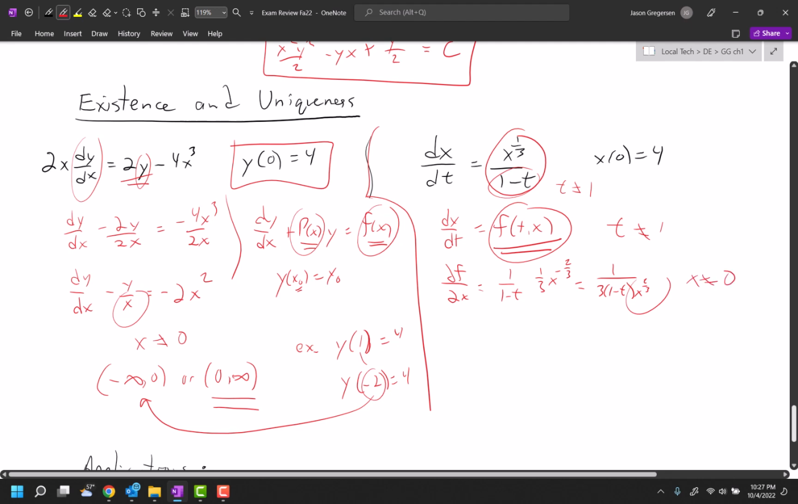What this tells me is that so long as t is not equal to 1, for my initial condition, there will exist a solution. And then as long as x is not equal to 0, that solution will be unique. So here I have t equals 0 and x equals 4. There will exist a unique solution through that point. However, if I looked at a different initial condition, x of 1 equals 4, for instance, in this case, there would not exist a solution. If I looked at x of 1 equals 0, in this case, there will exist a solution, but I can't guarantee the uniqueness of the solution.